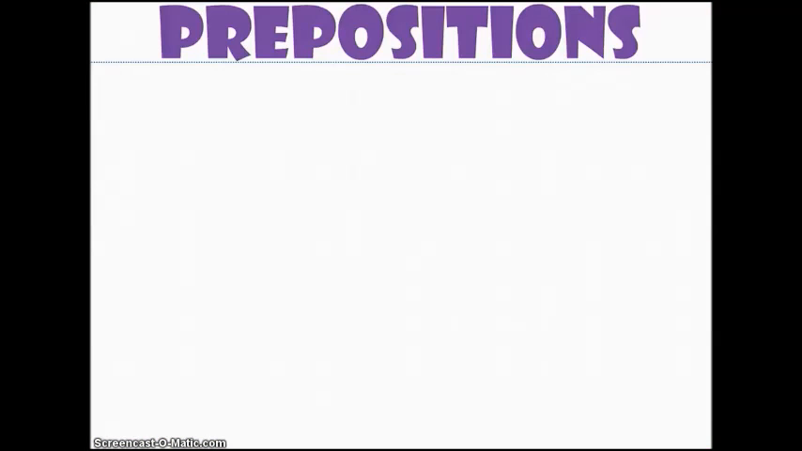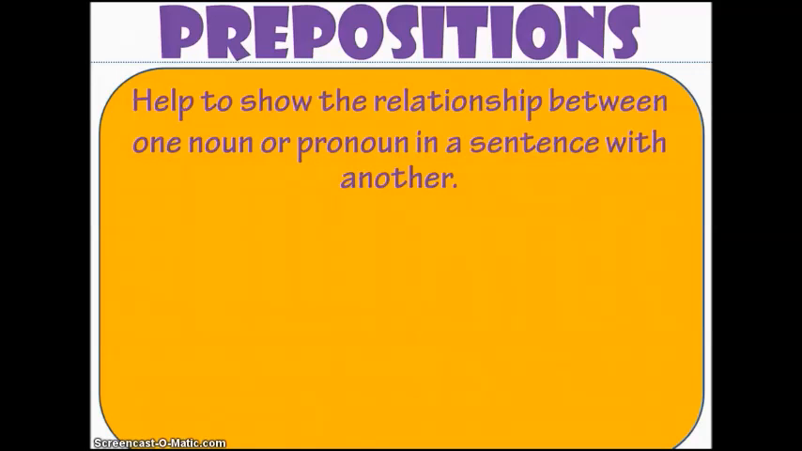So talking about placement or position in a sentence, this brings us to prepositions. Prepositions are words that help to show the relationship or the position between one noun or pronoun in a sentence with another. How about this sentence? The firefighter ran into the burning building. Into tells us where the firefighter ran. It's showing the relationship between the firefighter and the burning house. The sentence would be very different if the firefighter ran away from the burning house, now wouldn't it?